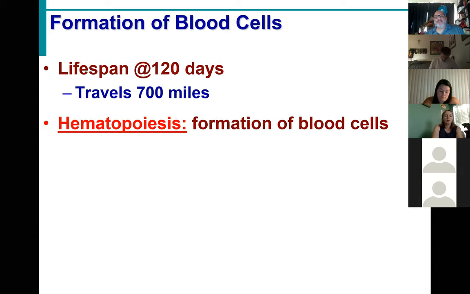Because they only last 120 days, and everybody here is more than 120 days old, that means you need to have the ability to make more blood cells. And hematopoiesis is the process by which we make the formation of all blood cells. Again, by all blood cells, I mean all the erythrocytes, all types of the leukocytes, and those megakaryocytes that make the thrombocytes.